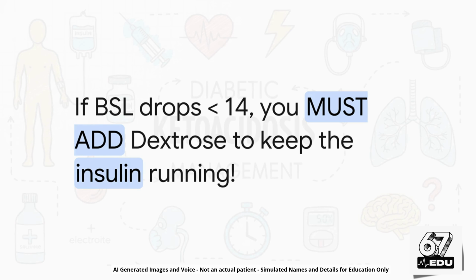When the blood sugar level drops below 14, you must add dextrose to the IV fluids. If you're wondering why, remember this. We add dextrose so the body has the glucose substrate it needs, which lets us keep the insulin infusion running. The insulin is the only thing that's going to clear out those stubborn, dangerous ketones. If we stop the insulin just because the sugar looks normal, the ketosis just keeps raging. Simply put, we have to feed the insulin with dextrose.